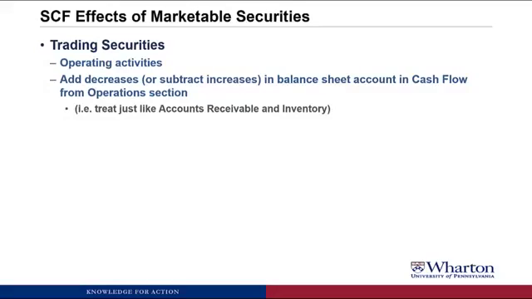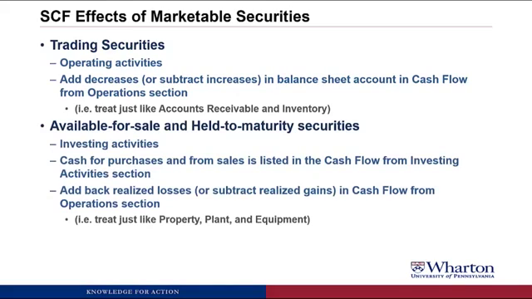The way to think about it is it's going to work just like accounts receivable and inventory work on the cash flow statement. If we choose available for sale or held to maturity, those are going to be investing activities. So cash from purchases, cash from sales are going to be in the cash flow from investing activity section. So it's going to not be part of the core business and operations, but be considered part of investing activities. We have to add back realized losses or subtract realized gains in the cash from operations section because those will affect net income, but we want the cash flow to be reflected in investing, so we have to pull them out. So it's treated just like property, plant, and equipment.